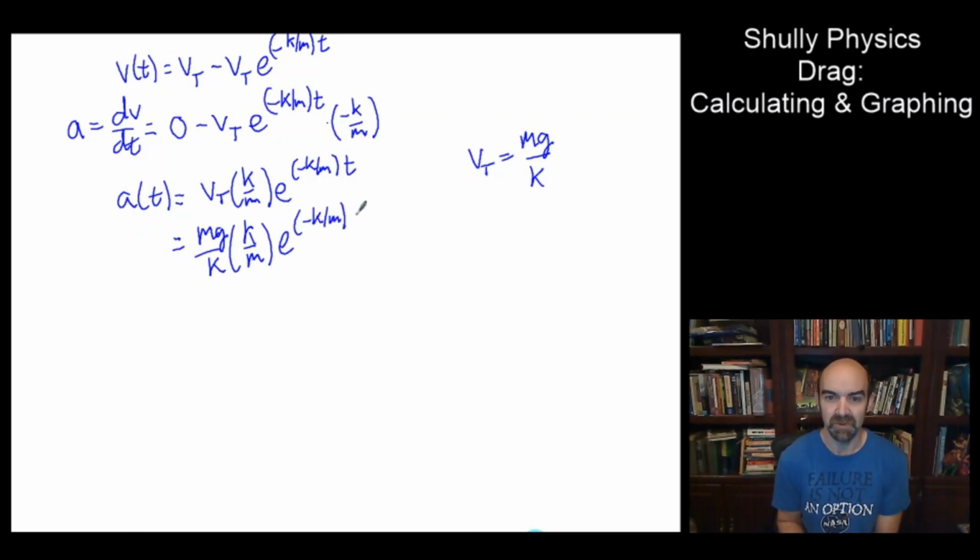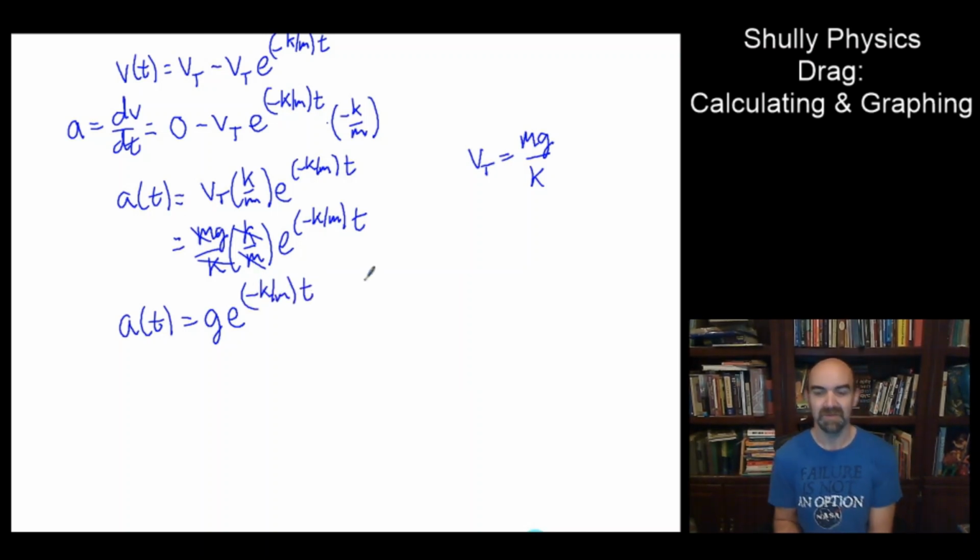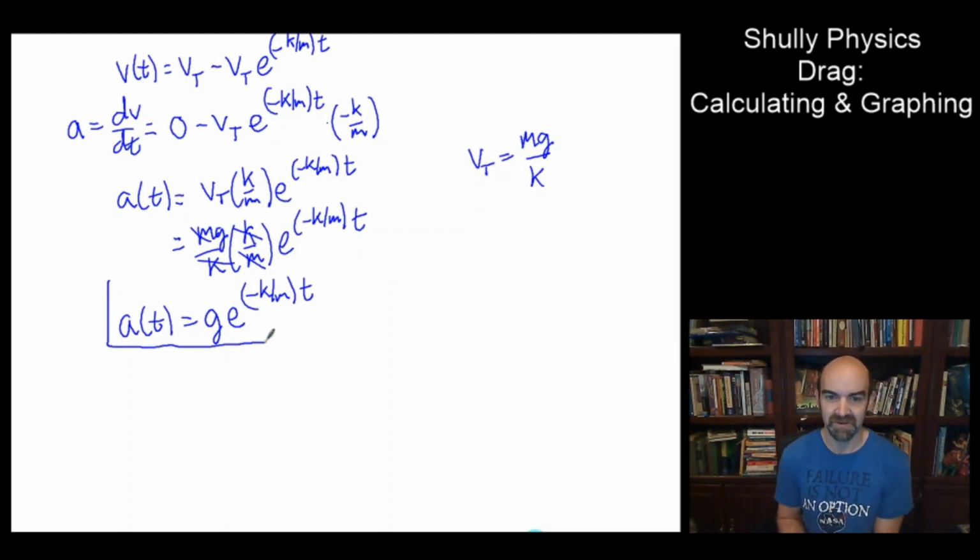That term that won't go away, negative k over m t. And we're going to have some k's cancel and some m's cancel. And we're left with, surprise, surprise, acceleration due to gravity, g, times e to the negative k over m t. There it is. Our acceleration function. What does that look like?